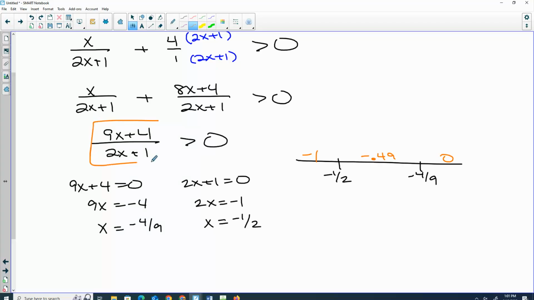Plugging them into this fraction. So if I put in a negative 1, negative 9 plus 4 is negative. Negative 2 plus 1 is negative. Two negatives make a positive. If I put in a negative 0.49, alright, what's the top turn out to be? Positive or negative?